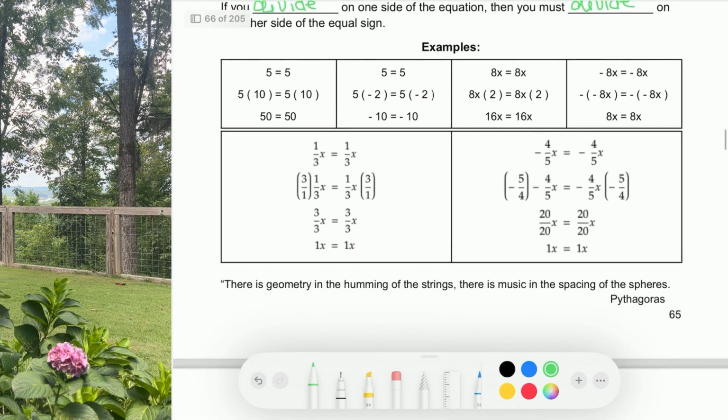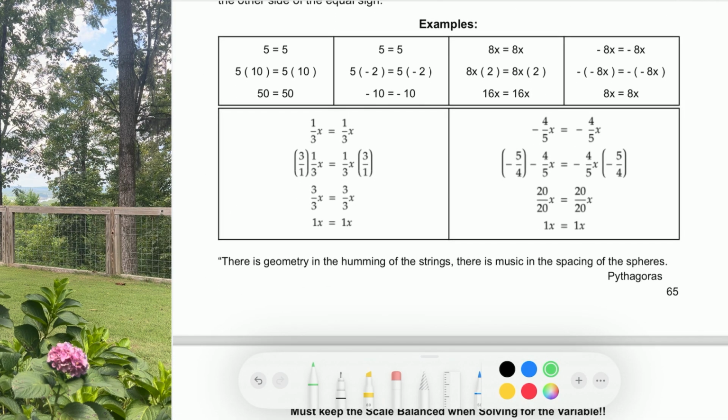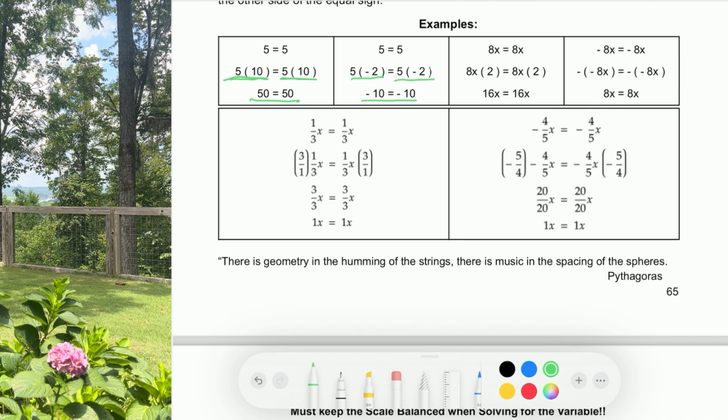All right, so let's look at some examples. 5 equals 5. If I multiply 5 times 10 on one side, to keep our equation equal, I need to multiply 5 by 10 on the right side as well. And we end up with 50 equals 50. 5 equals 5. If I multiply it by a -2, I need to multiply the other side by a -2. And that would give us -10 equals -10. 8x equals 8x. If I multiply 8x by 2 on the left, I need to multiply it by 2 on the right, so that we end up with 16x equals 16x. So again, if I do this on one side, I need to make sure I do it on the other.